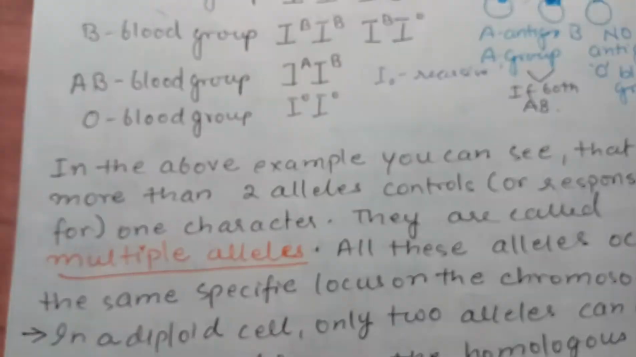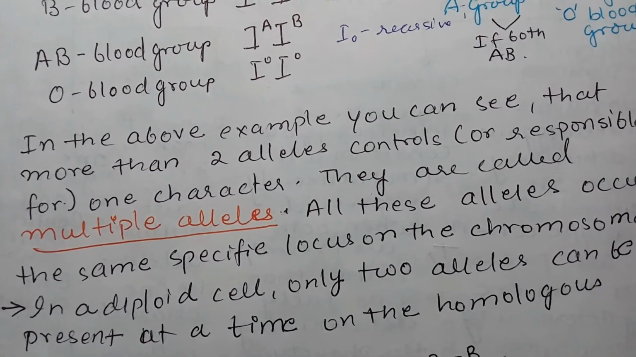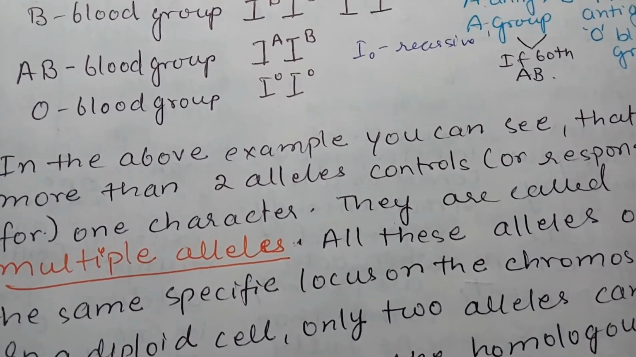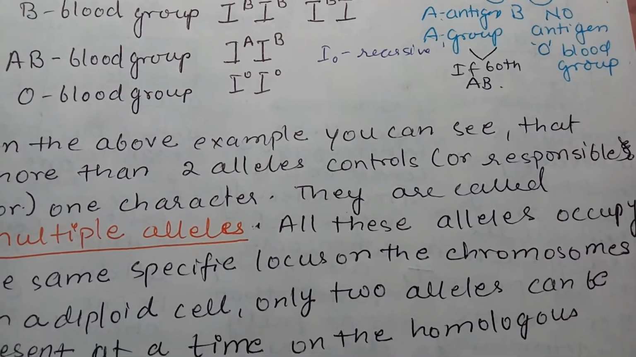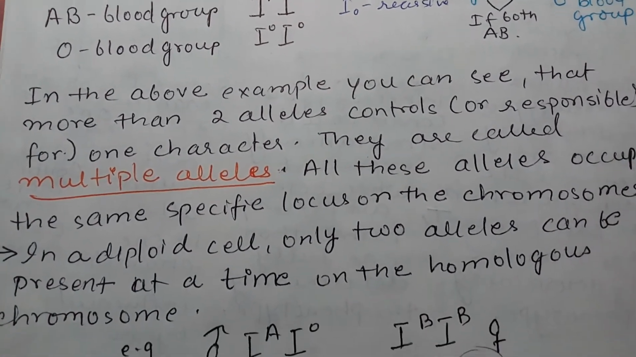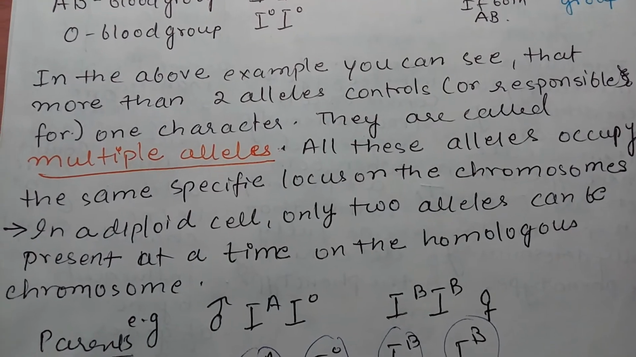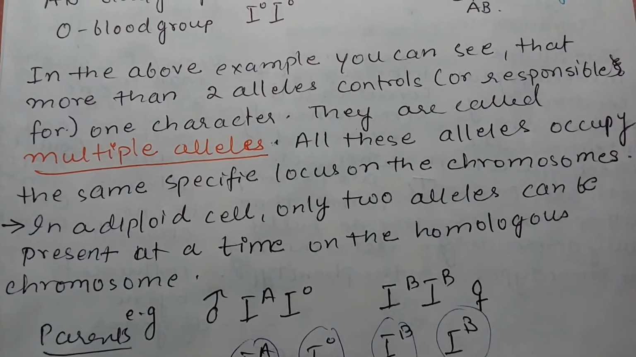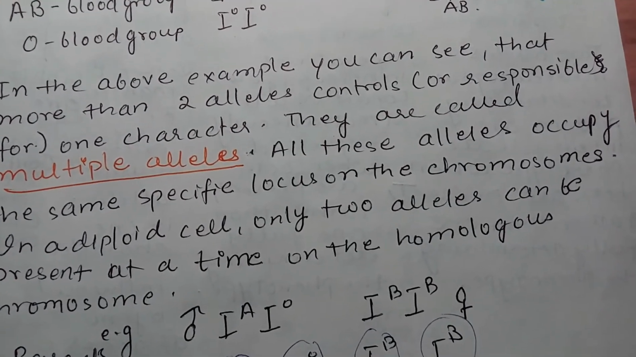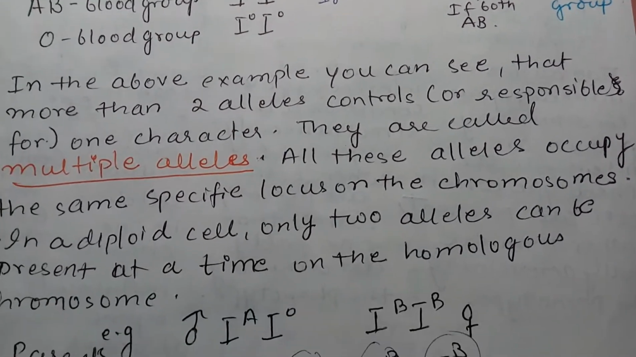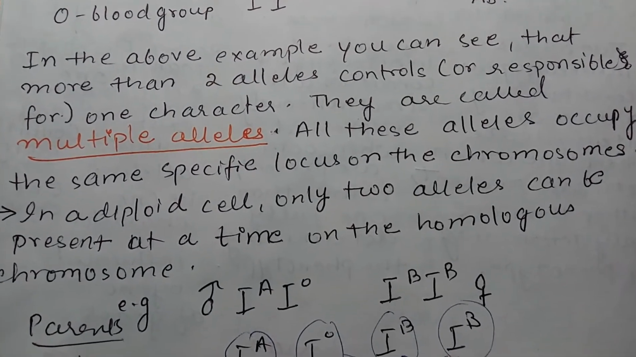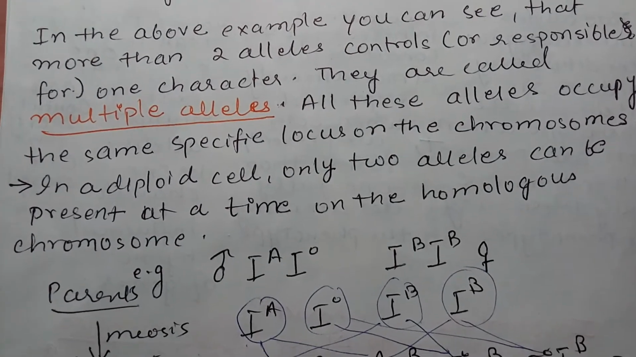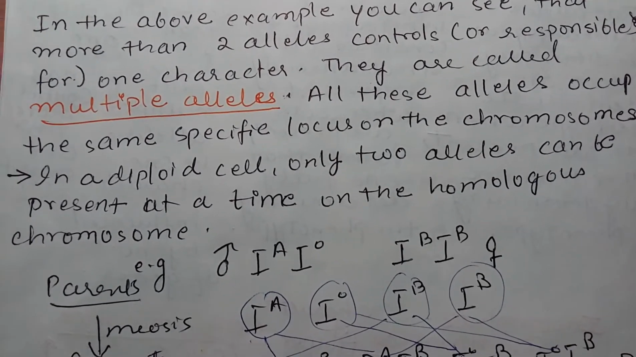So in the above example, you can also see that more than two alleles are controlling one character. There are three alleles, so more than two. Such alleles are called multiple alleles. Now all these alleles occupy the same specific locus on the chromosome. In the diploid cell, only two of these could be present, either any two; three could never be present in the diploid cell. But they exist in the gene pool at the time on the homologous chromosome.